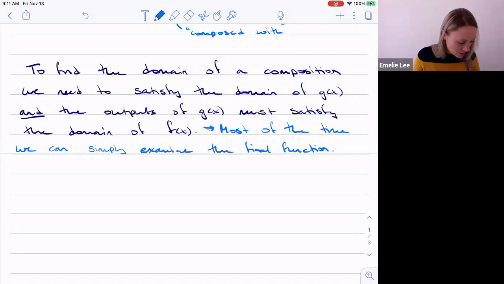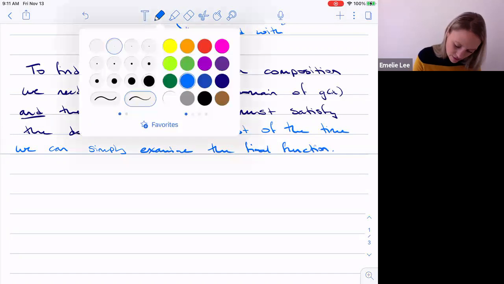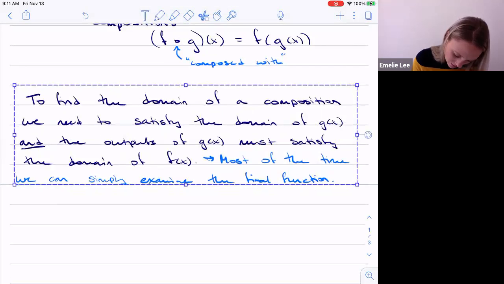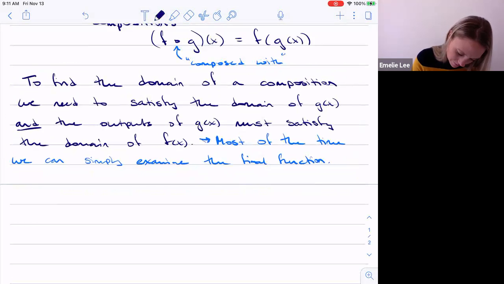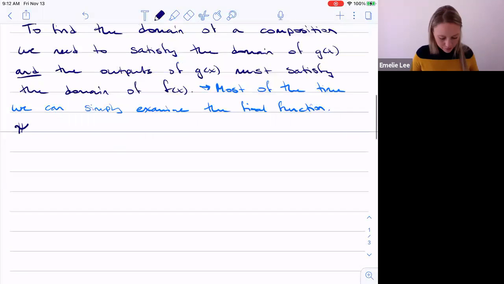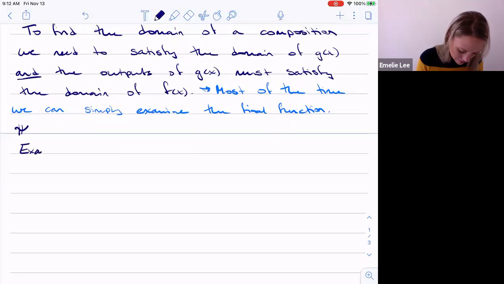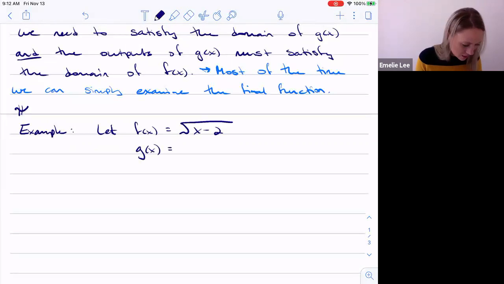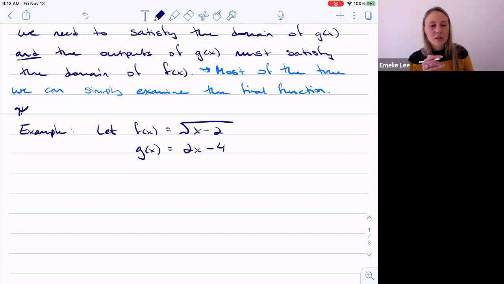So let's do some examples here. And I'll bump this up and call it the end of the review. So, for example, let's say we have, let f of x be the root of x minus 2, and g of x is going to be 2x minus 4. The first thing I need you to do is just look and figure out what the domains of each of these things are.